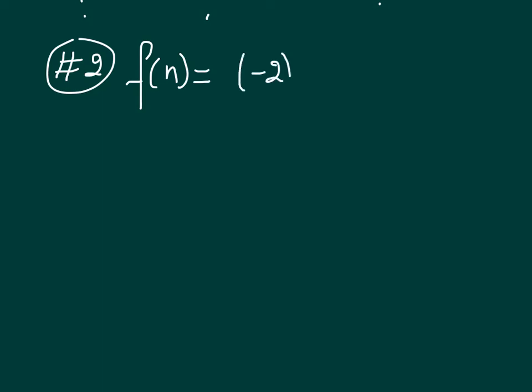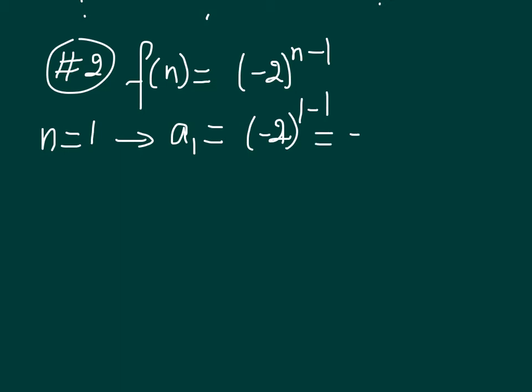Number 2. You're given a rule, we're calling it f of n this time. It is negative 2 to the n minus 1. We're asked to find the first six terms. So we're going to let n equal to 1, which means the first term will be negative 2 to the 1 minus 1. It will be negative 2 to the 0. Anything to the 0 power will be 1.